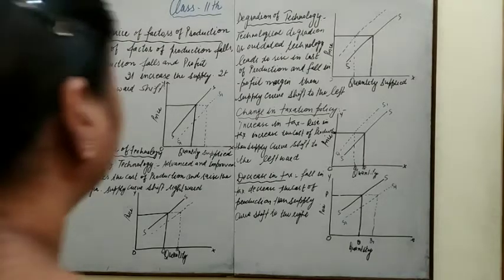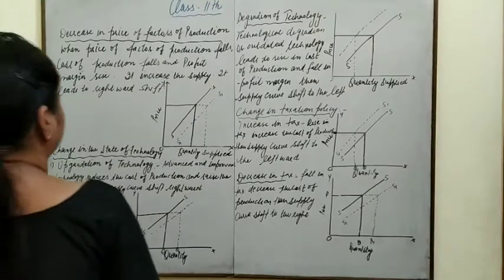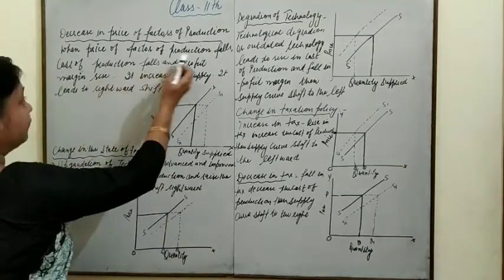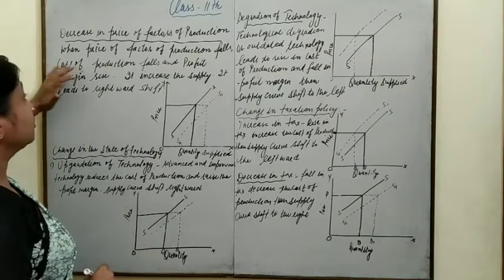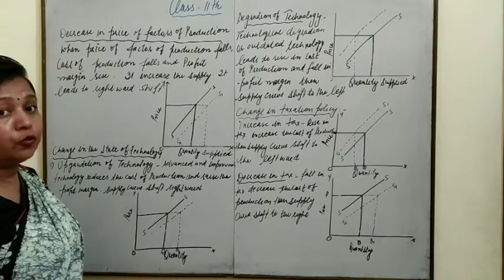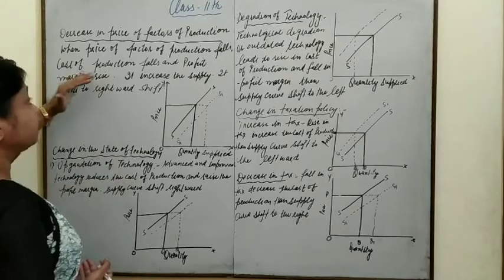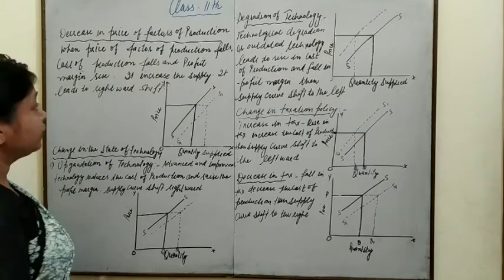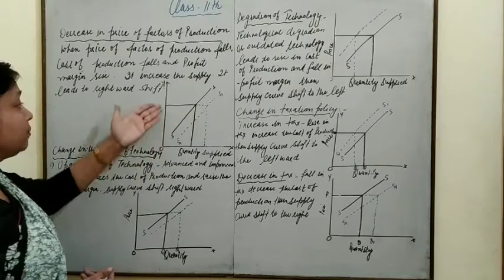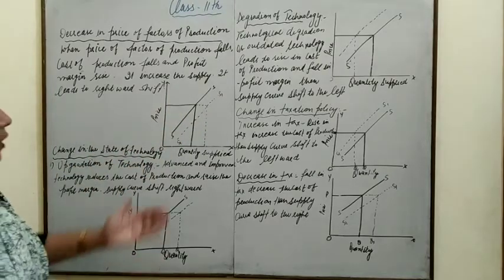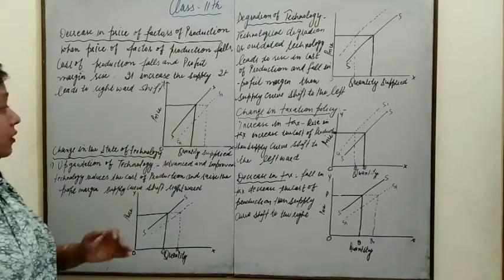Next, decrease in the price of factor of production. When the price of factor of production falls, it means cost of production falls, and if cost of production falls, then profit margin rises, and if profit margin rises, the supplier will increase the supply. If the supplier increases the supply, then the supply curve will be shifted to the right.